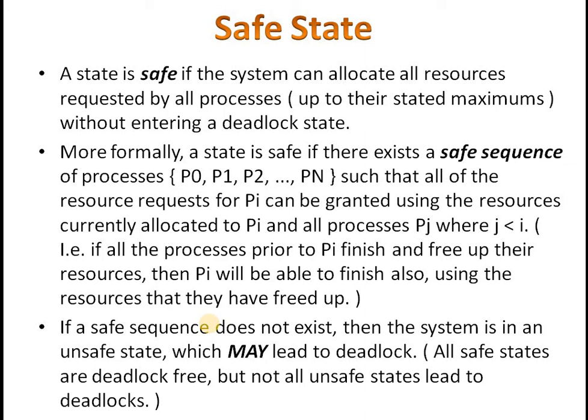A safe condition: a state is safe if the system can allocate all resources requested by processes. More formally, a state is safe if there exists a safe sequence of processes, that is P0, P1 up to Pn, such that all the resource requests for Pi can be granted using the resources currently available plus all resources held by all processes Pj where j is less than i. If a safe sequence does not exist, then the system is in an unsafe state, which may lead to deadlock.